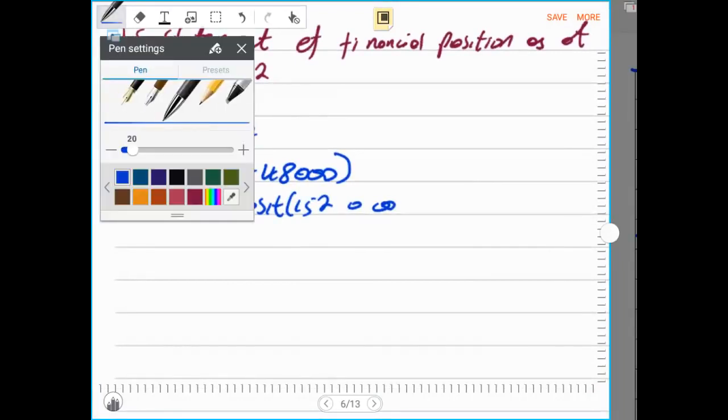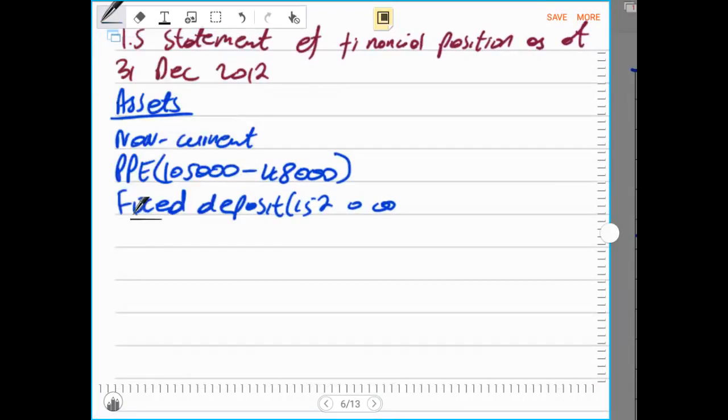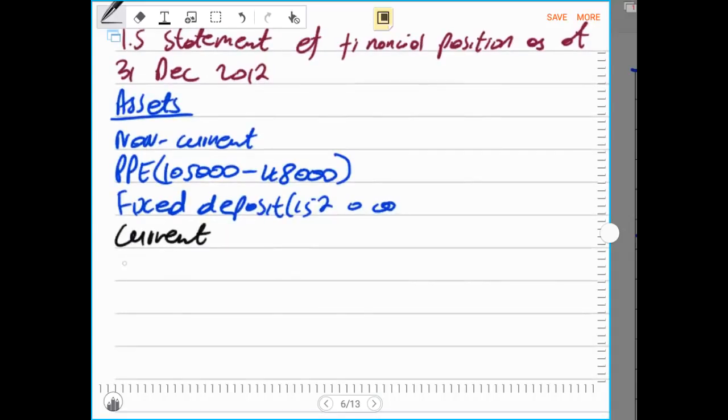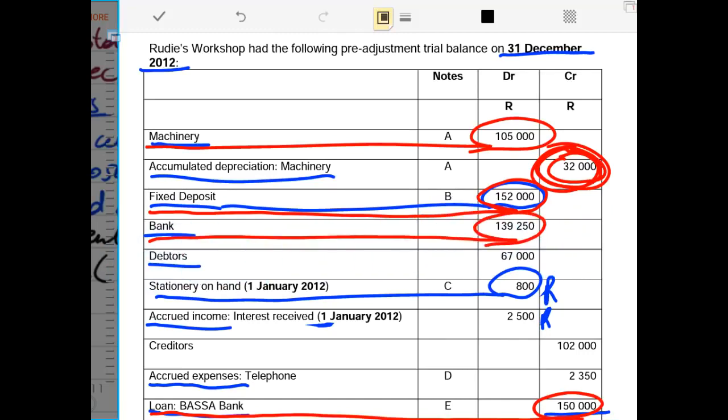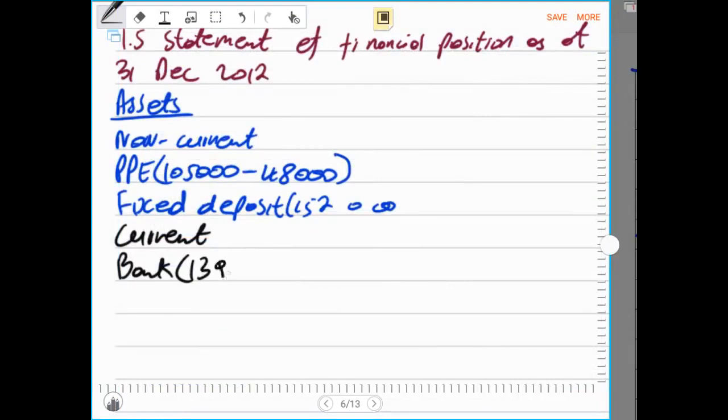Then now we record our current assets. Under our current assets, we know that there are only a few things that we have, and it will be bank, inventory, and trade and other receivables. That will be bank. And our cash in the bank is also visible in the trial balance. Cash in the bank is 139,250. Then after we record inventory.